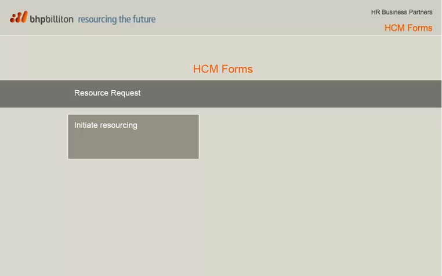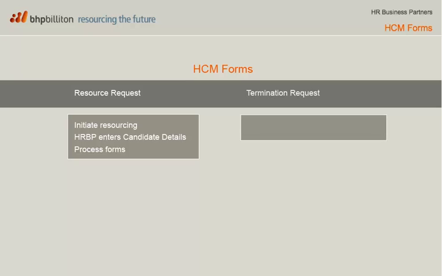The resource request form is used to initiate the resourcing process for an existing position. The HR business partner enters details once a candidate has been identified. The HR administration team process the form, and for employees, create a letter of offer. The termination request is used to provide HR administrator with details of the separation from the business. The details include leaving date and reason for leaving.